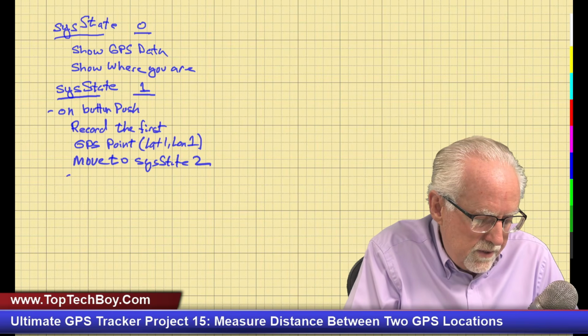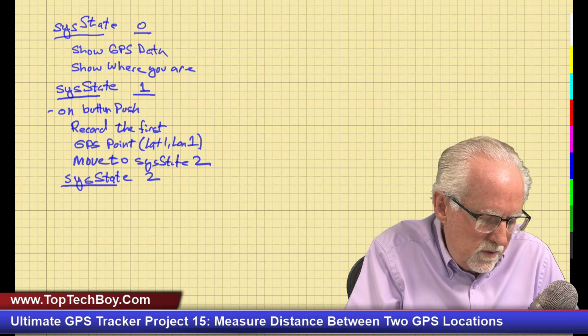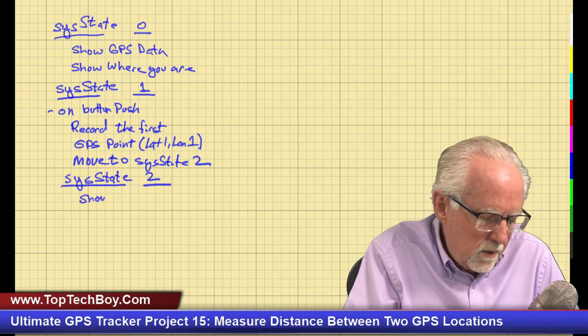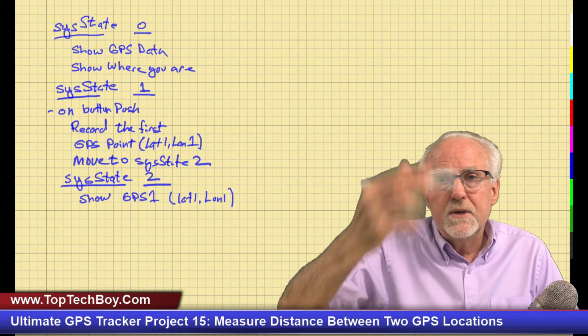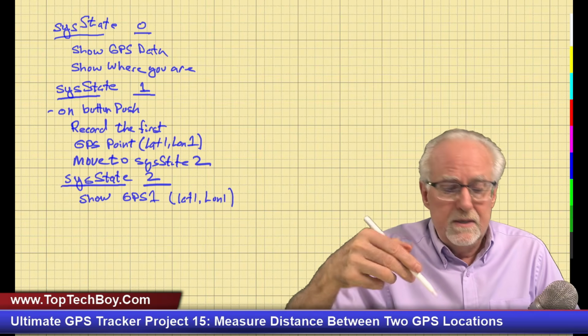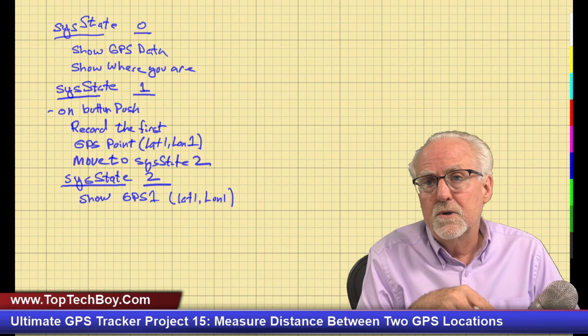Okay, so now what does sys-state 2 do, you ask? I hope this is making sense to you. What does sys-state 2 do? Okay, what you do is you show the GPS 1 data, which is lat 1, lon 1. So now, until you press the button again, it's just looping through the program and it's staying in sys-state 2. So what does sys-state 2 do? It just shows you what your first location is.